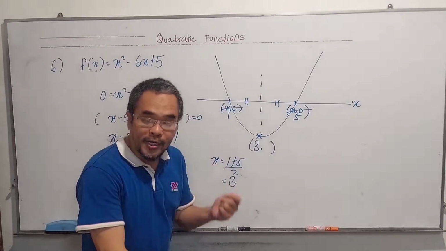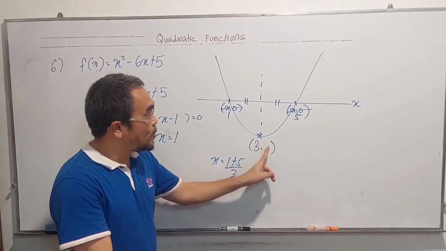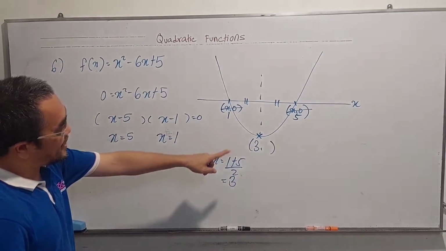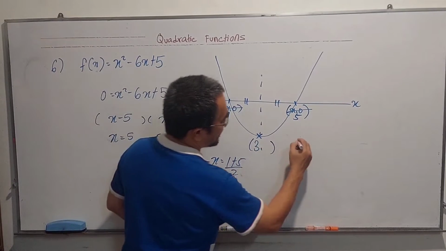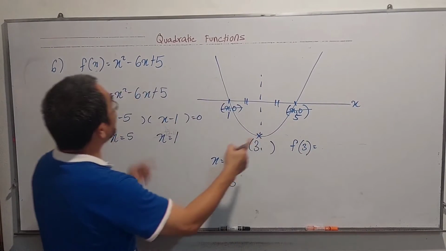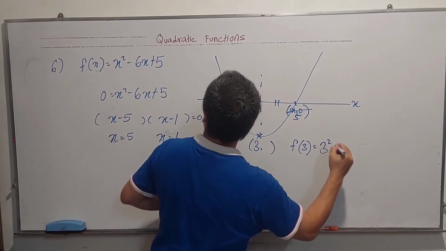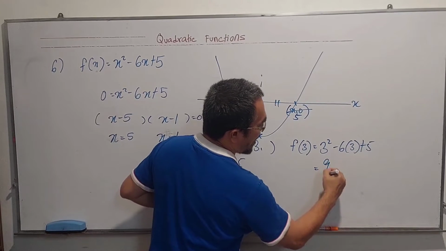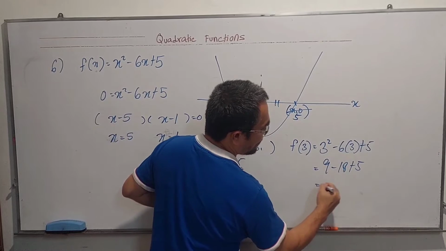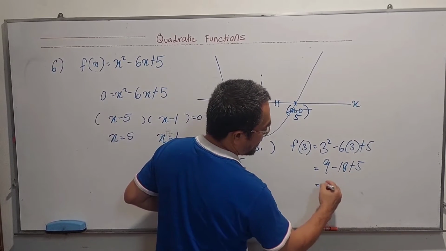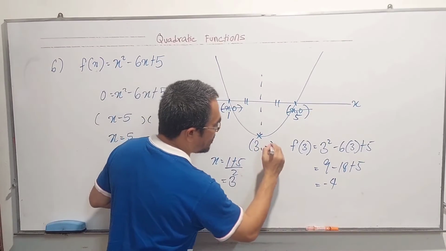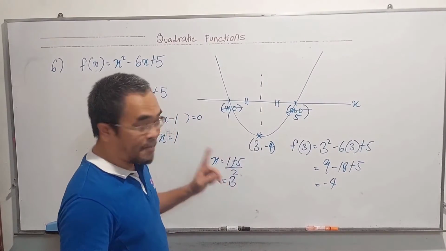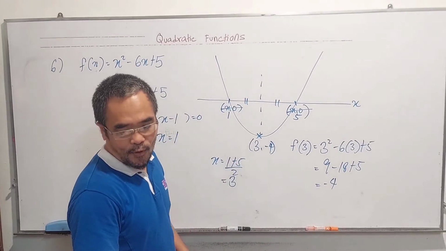And when we're talking about coordinates, we need x and we need y. How to find y, or how to find f(x), is to replace that x with 3. So we say f(3). When x is 3, you just replace 3 squared minus 6 times 3 plus 5. So it will be 9 minus 18 plus 5, which is negative 9 plus 5, which is negative 4. So here will be negative 4. So the answer to this question is the coordinate of the minimum point is (3, negative 4).